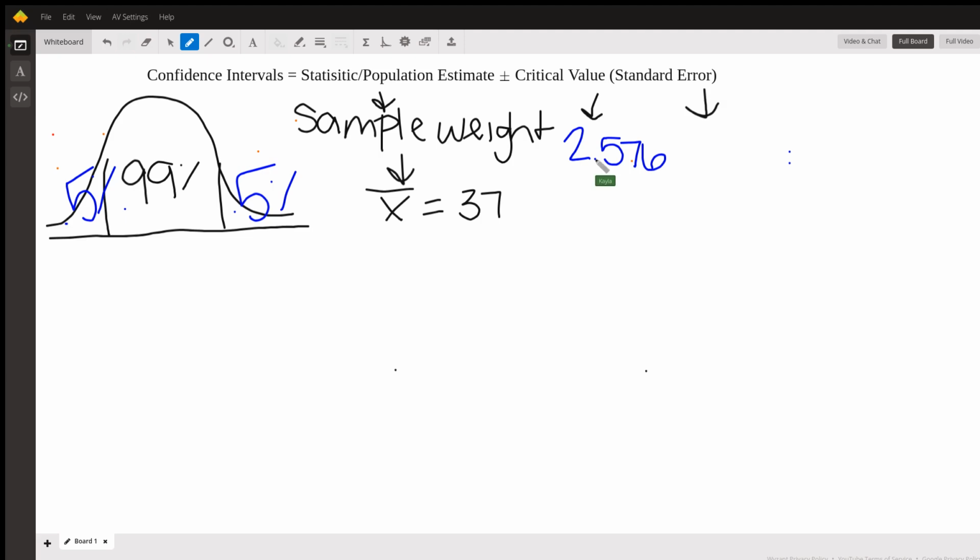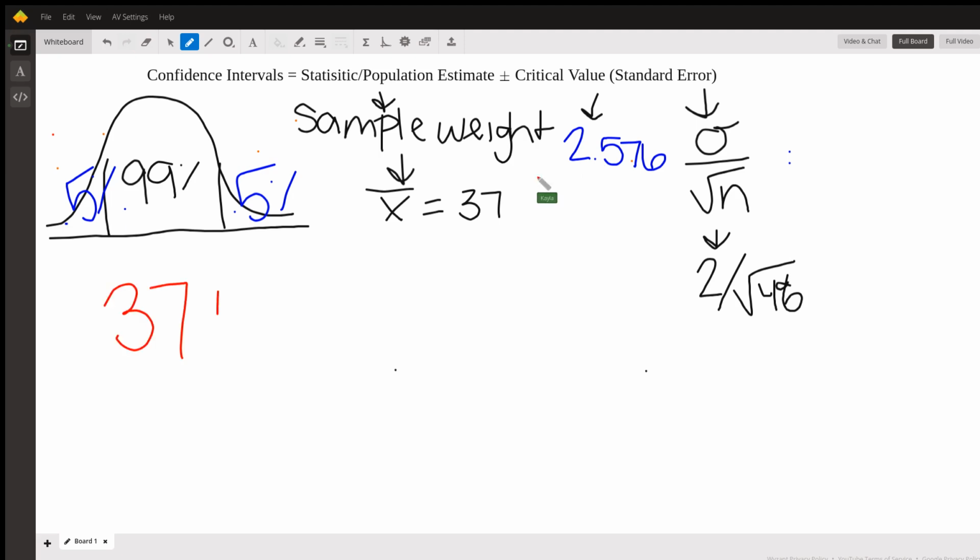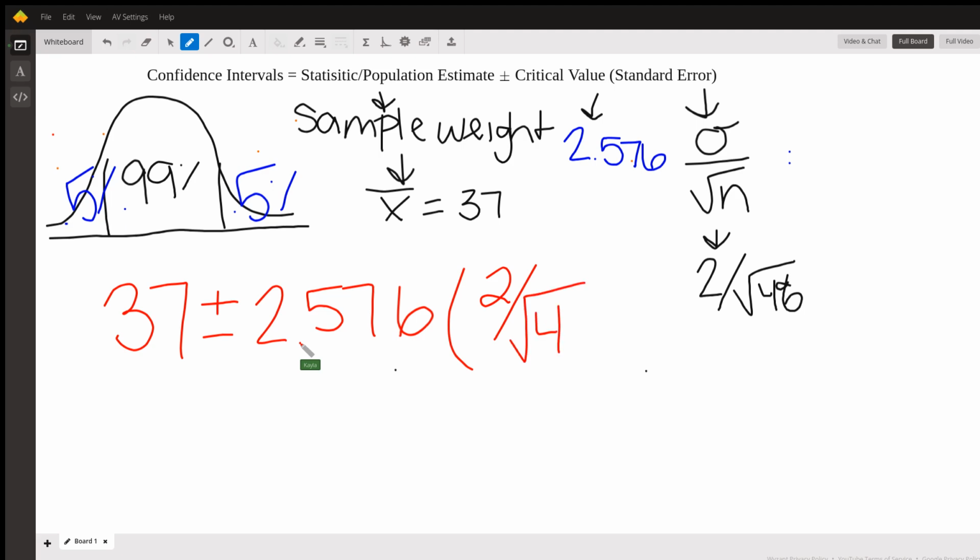Now, standard error for a mean confidence interval is the standard deviation divided by the square root of n. Because you're given the population standard deviation, it's sigma divided by the square root of n. In your case, sigma was 2, and n is your sample size, and you looked at 46 textbooks. So when I write this fully out with those numbers filled in, it's going to look like 37 plus or minus 2.576 times 2 divided by the square root of 46.